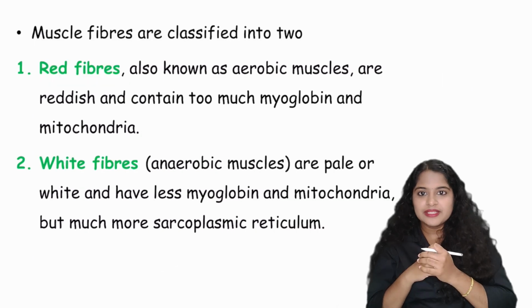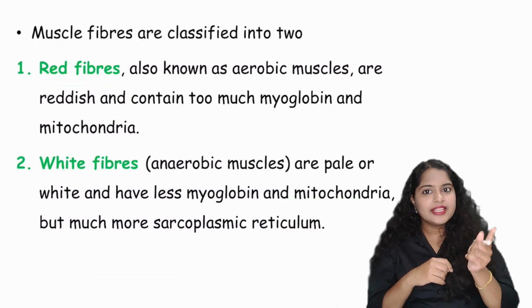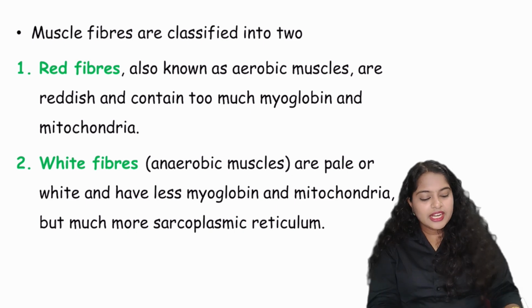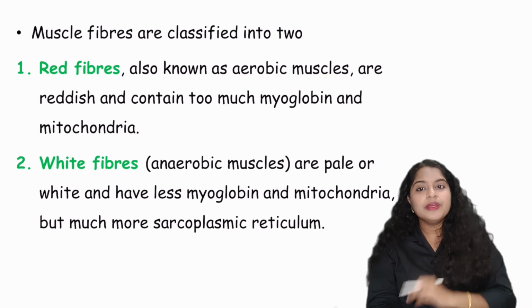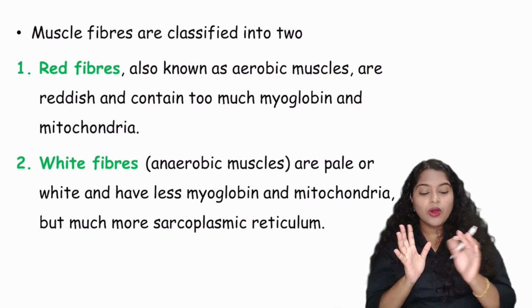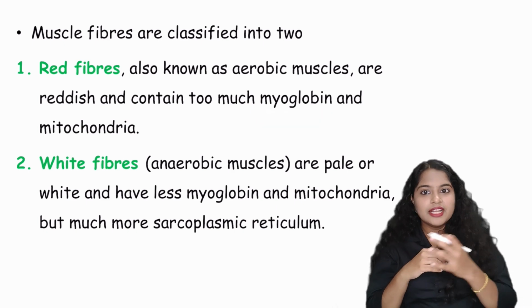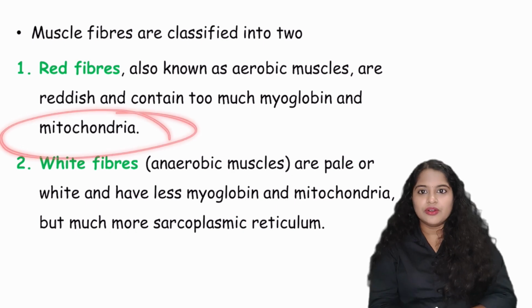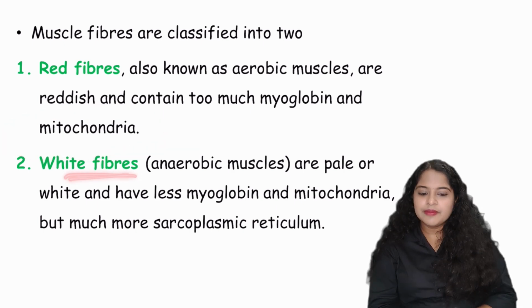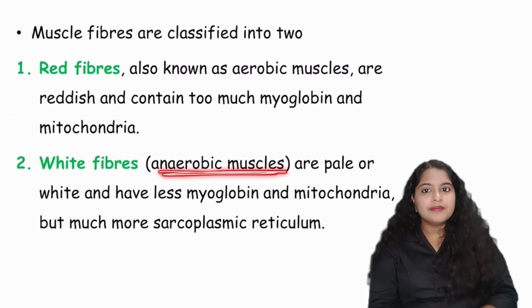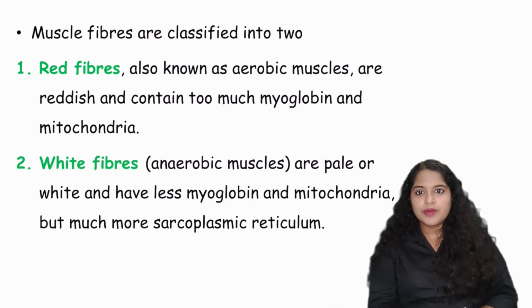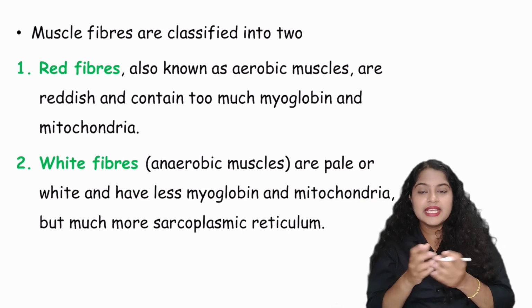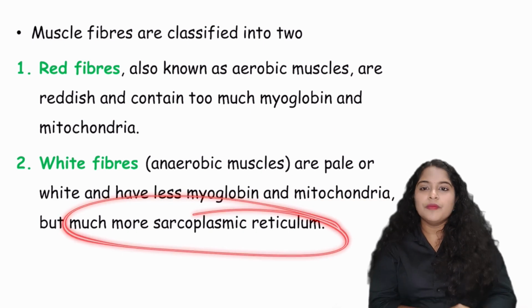There are two types of muscle fibers. One is red muscle fiber and the other one is white muscle fiber. The red muscle fiber is also called aerobic muscle fiber because it contains a lot of myoglobin, that is a red color pigment which provides it with red color, and it contains a lot of mitochondria. Then what are white muscle fibers? They are also called anaerobic muscles. They are white or pale in color because of the lower availability of myoglobin as well as mitochondria in them. But compared to the red muscles, the white muscles have a lot of sarcoplasmic reticulum in them.